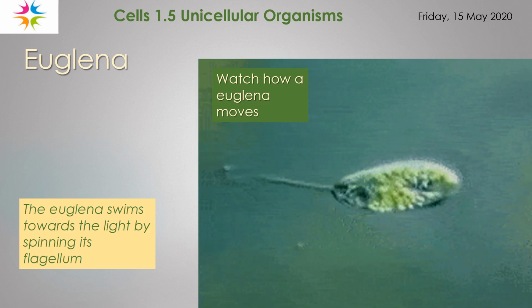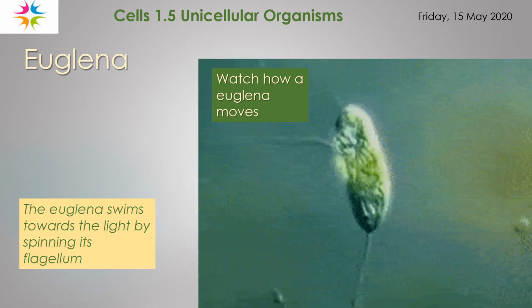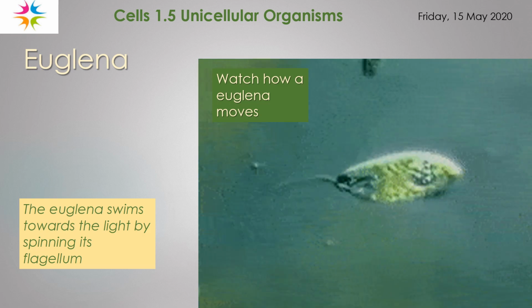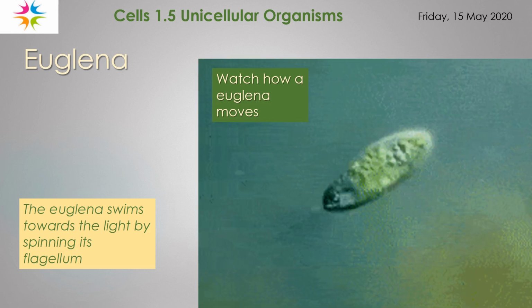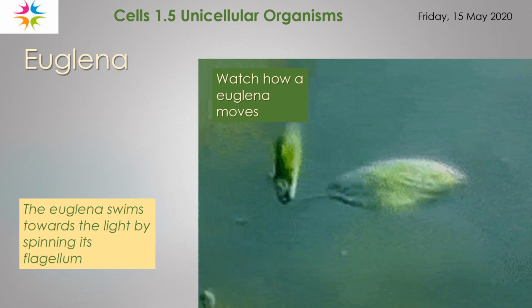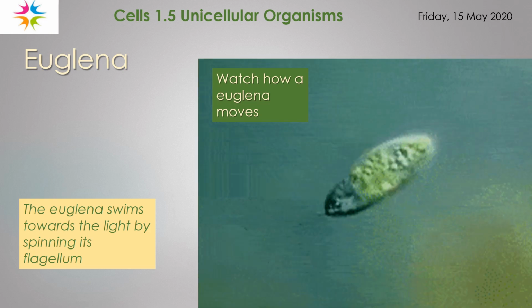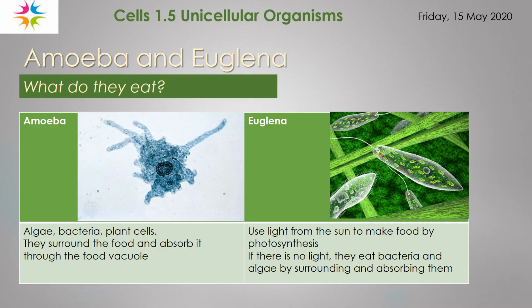So on this slide you can see an animation of how a Euglena moves by spinning its flagellum. And it moves towards the light because the eye spot is responsive to light. So what do amoeba and Euglena eat? An amoeba eats algae, bacteria, plant cells. They surround the food and absorb it through the food vacuole. The Euglena use light from the sun to make food by photosynthesis. If there is no light, they eat bacteria and algae by surrounding and absorbing them.